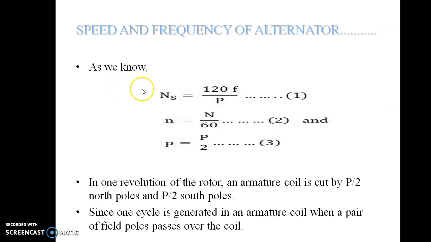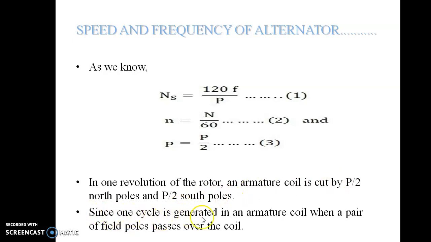So, we know synchronous speed is 120 f by P. If we take small n, it is N by 60, that is RPS, and we know capital P by 2 is small p. Now, in one complete revolution of the rotor, the armature coil is cut by capital P by 2 north poles and capital P by 2 south poles, or we can say it is cut by P poles. One pair of poles, or we can also say P number of poles.